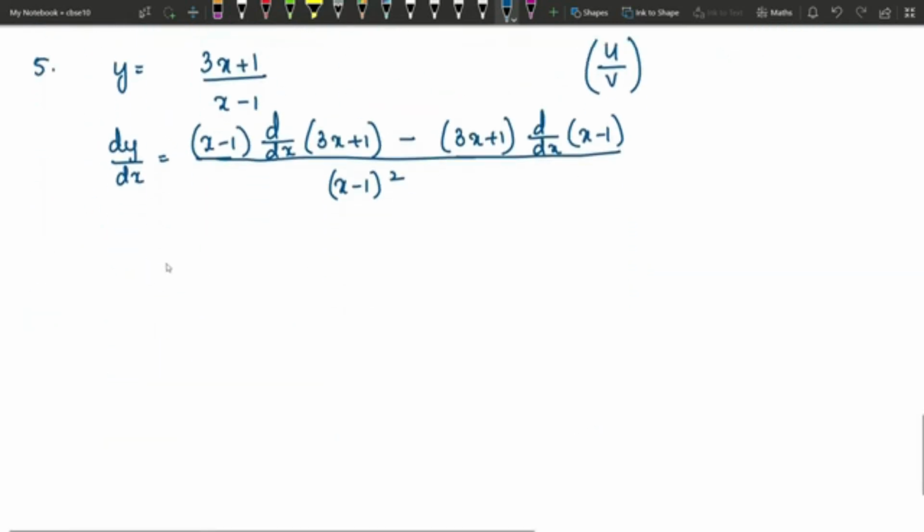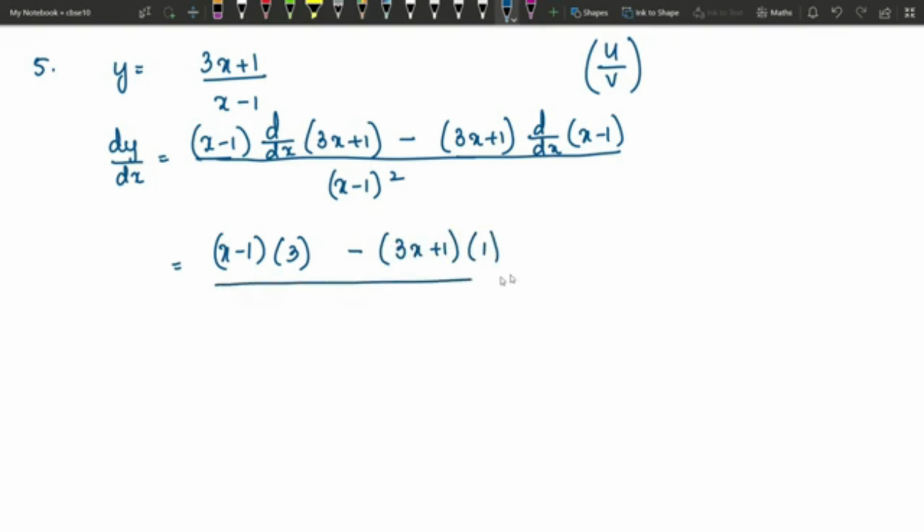Okay, now we will simplify this. X minus 1 into derivative of 3x plus 1 is 3. 3x derivative is 3, constant it is 0, minus 3x plus 1 into derivative of x minus 1 is 1, divided by x minus 1 whole square. So let us simplify this.